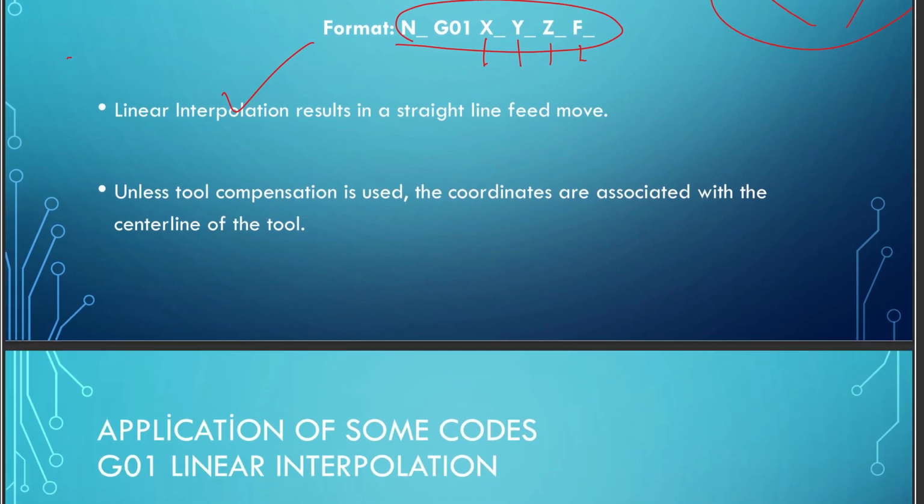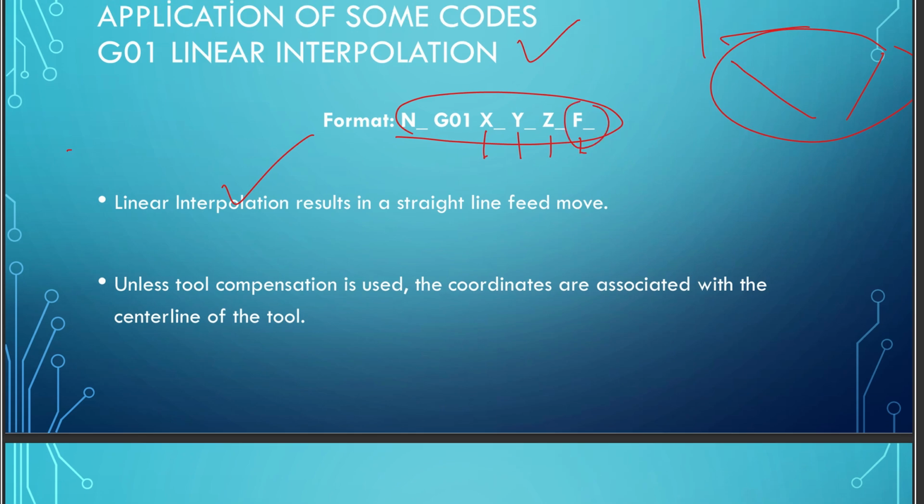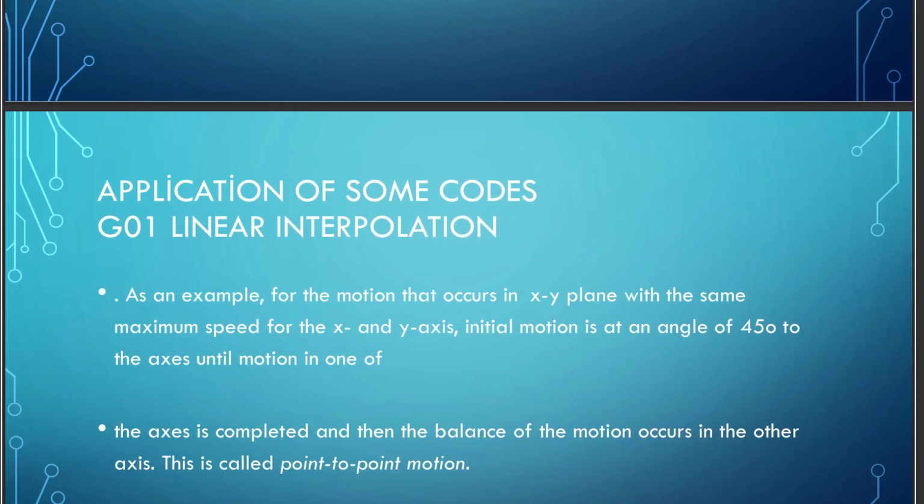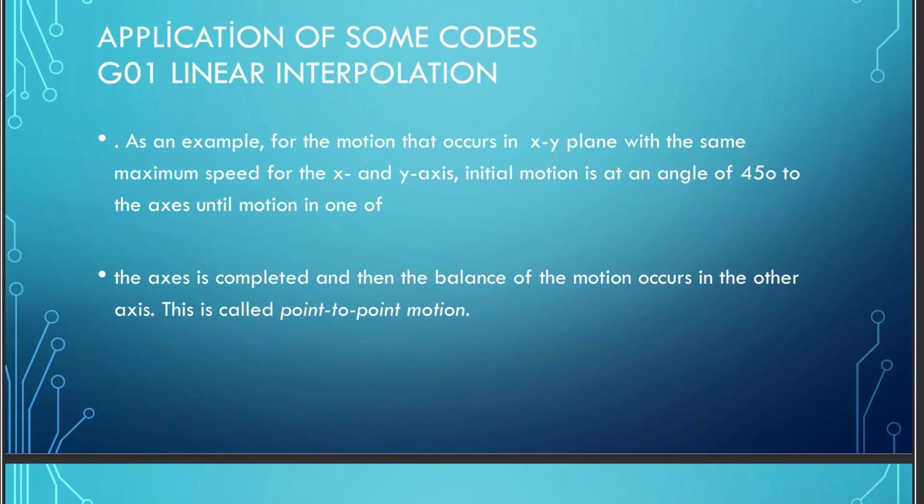It must also have a feed rate. If you're using G01, it must have a feed rate. If there's no feed rate, the machine will give you an error. In most cases, if you are moving, you have two scenarios. Either we can use what you call point-to-point movement, or continuous, a line.